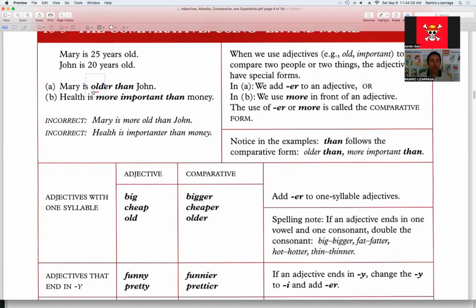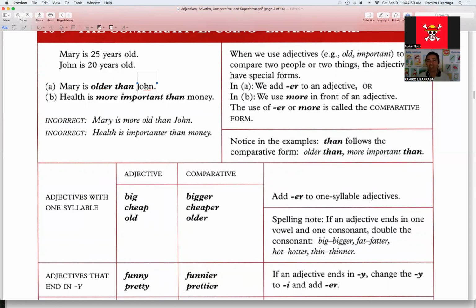This is one example right here. Mary is older than John. So right here, I'm comparing Mary and John. We have these two people, Mary and John. I'm comparing who is older. And who is older? Mary. Mary is older than John.